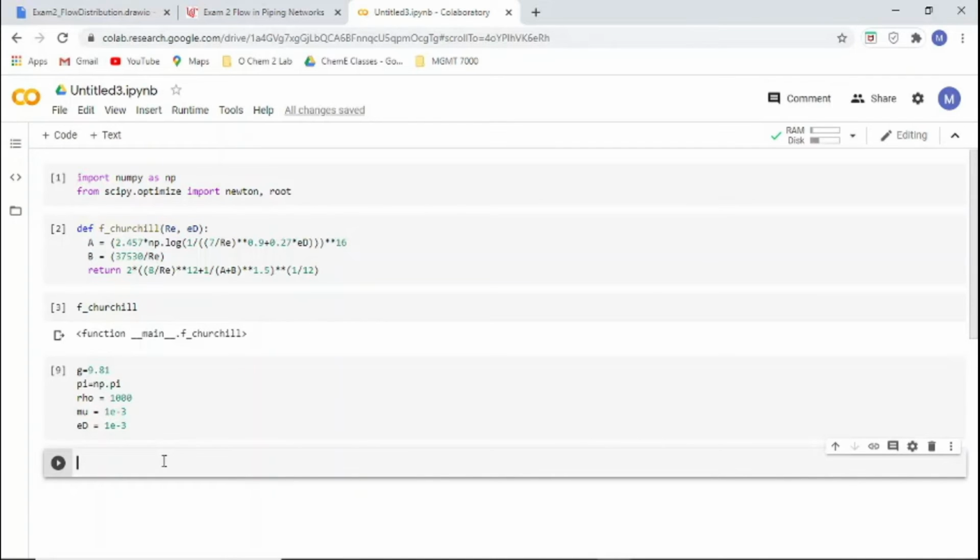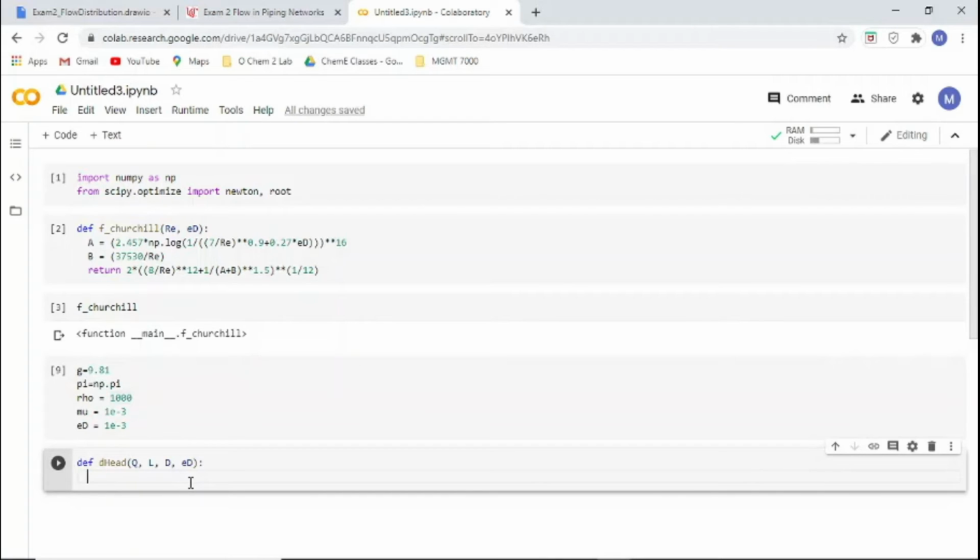So now we need to define a function for our change in head. So we're going to start by doing that. Our change in head, which we're going to represent by d head, we're going to need Q, which is our flow rate, length of the pipe, the diameter of the pipe, and ED, which is the relative roughness of our pipe. From the energy balance, we found that the change in head is equal to -4 times the Fanning friction factor times length of the pipe over the diameter times the velocity squared over 2 acceleration due to gravity.